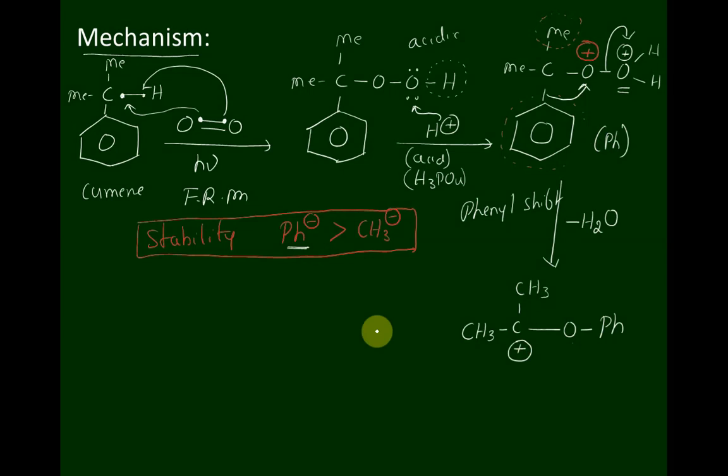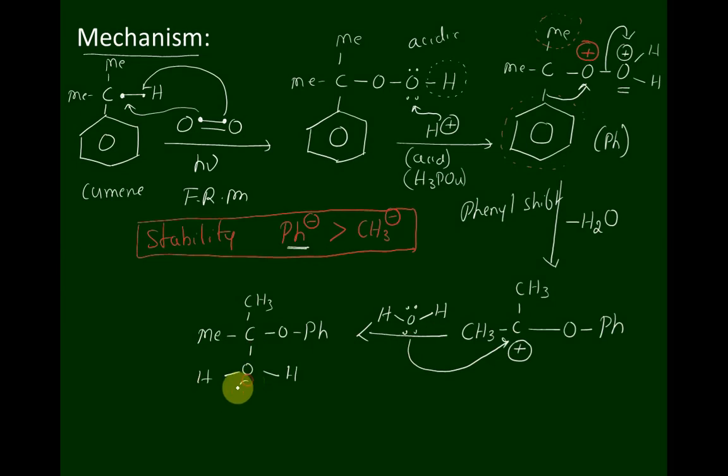Now what happens? It is subjected to acid hydrolysis again. Oxygen, hydrogen. Now it attacks this electrophilic carbon atom to form a molecule like this: CH3, C, CH3, O, phenyl group, oxygen, hydrogen, hydrogen, and it carries a positive charge. If the oxygen atom carries a positive charge, it becomes highly unstable. Therefore, these electrons get transferred here and this H plus ion gets released.